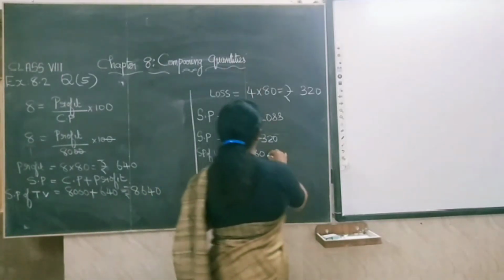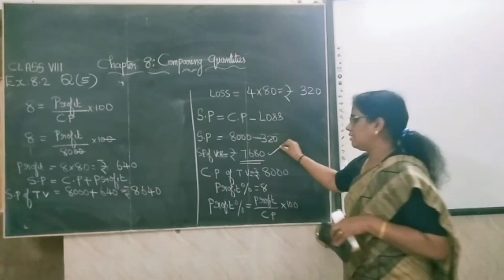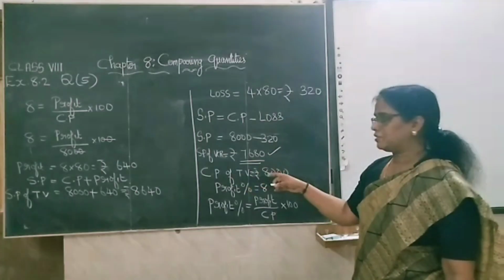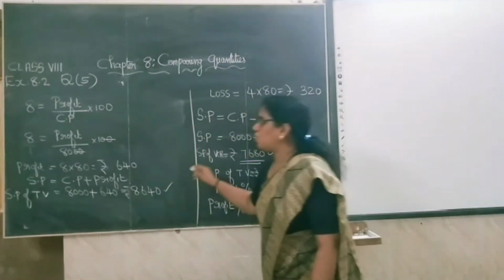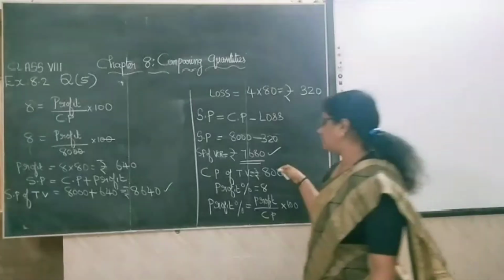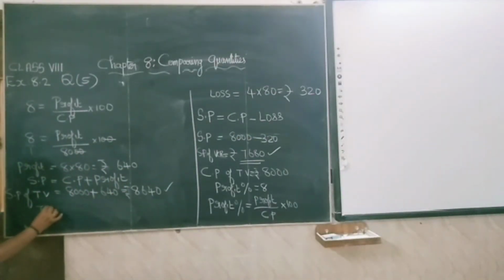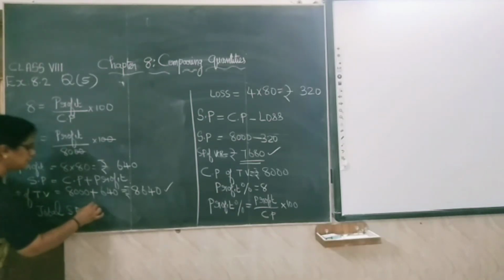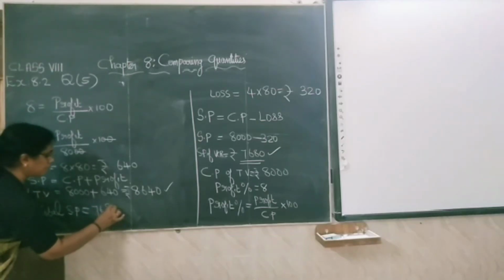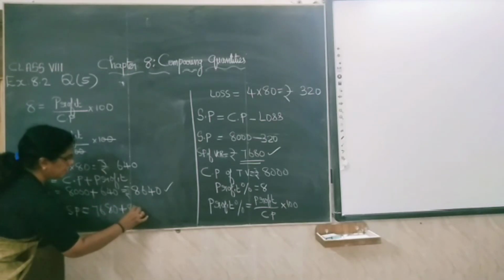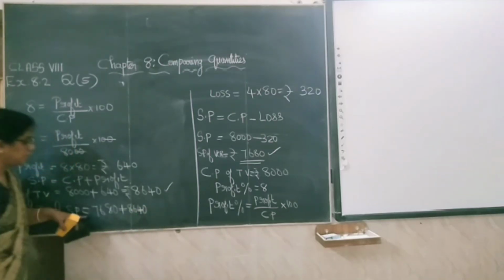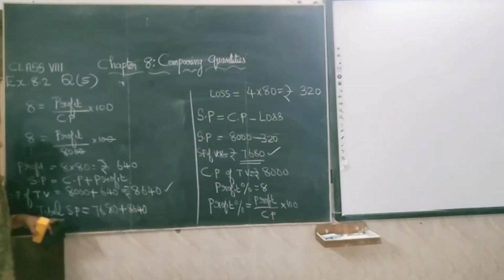First we got the selling price of the VCR. Now we got the selling price of the TV. Now the total selling price. Therefore, total selling price, we have to add the two SPs, that is equal to 7,680 plus 8,640. When you add these two, you will get the total selling price.